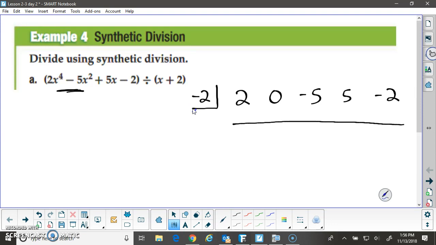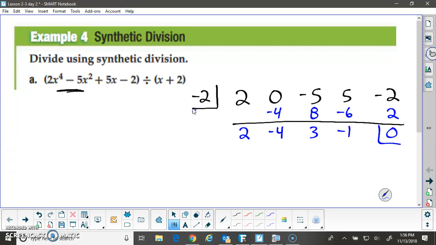And then how you do the synthetic division is you bring down the first coefficient, the 2. When it's below the line, you multiply it by what's in the box, put it in the next column. Then you add those columns, and then you do it again. So -4 times -2 is 8. 8 added to -5 gives you 3. 3 multiplied by -2 gives you -6. 5 and -6 added together gives you -1. -1 and -2 multiplies to give you +2, and then that adds to give you 0.